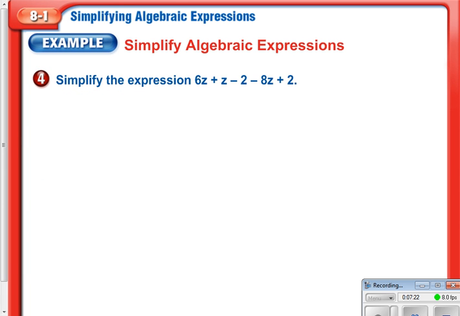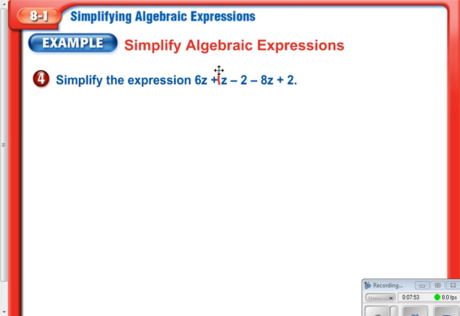The whole purpose of finding like terms and knowing what they are is basically being able to simplify expressions. You need to simplify the expression 6z plus z minus 2 minus 8z plus 2. One thing you can do right away that might help you out is put the 1 in front of the z there, because you're going to have to add that together. That's really 1z.